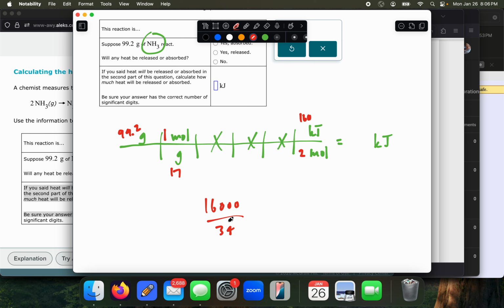I can't do that in my head. 34 is about 1/3 of 100. So let's see if we got rid of that and we said 3. 3 times 160, 480. Okay. So I estimated maybe it's going to be close to 480. Let's go look at the calculator.